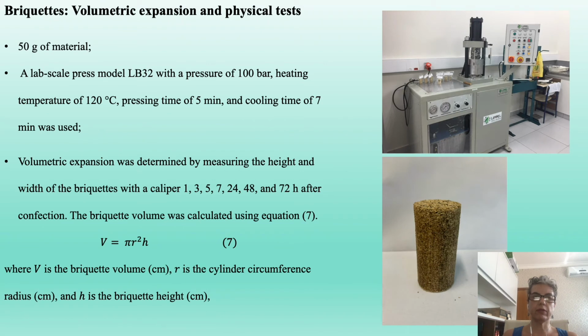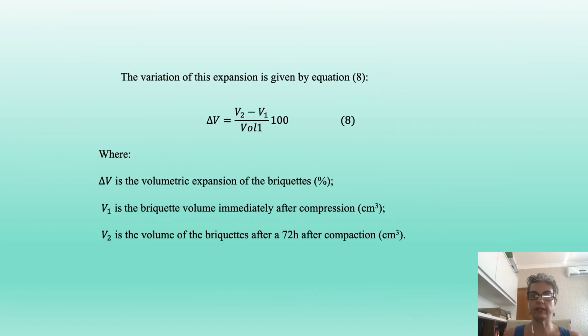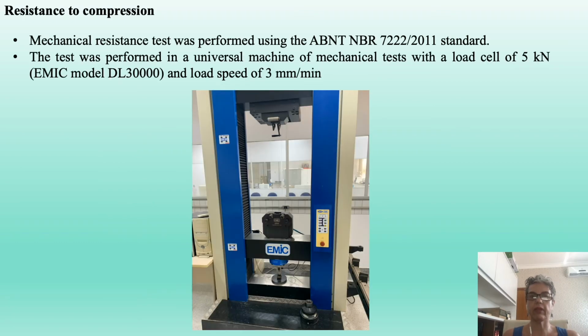Briquettes volumetric expansion and physical tests. To make the briquettes, we used a lab scale press model LB32. After making the briquettes, we determined the volumetric expansion by measuring the volume of the briquette with a digital pachymeter at 1, 3, 5, 7, 24, 48, and 72 hours. And finally, we calculated the volumetric expansion with equation 8.